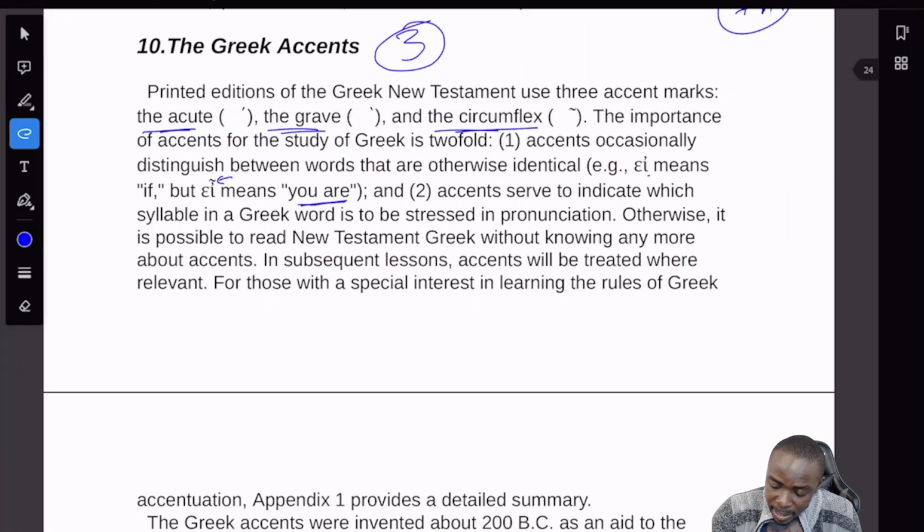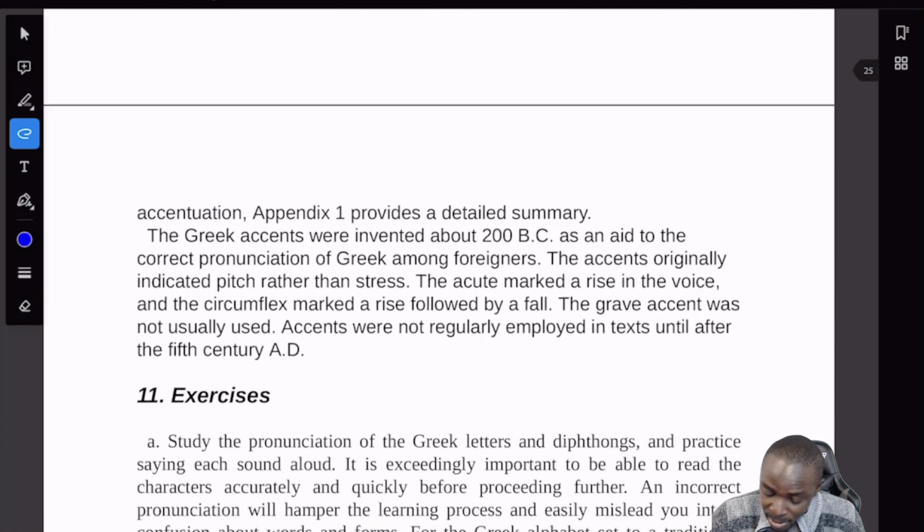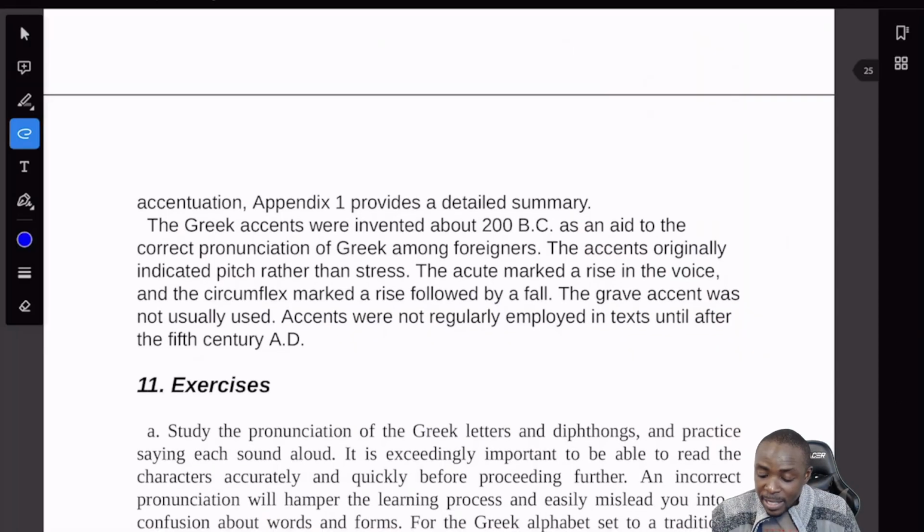In subsequent lessons, accents will be treated where relevant. For those with a special interest in learning the rules of Greek accentuation, Appendix 1 provides a detailed summary. The Greek accents were invented about 200 BC, as an aid to the correct pronunciation of Greek among foreigners, because native speakers know where to stress certain words.